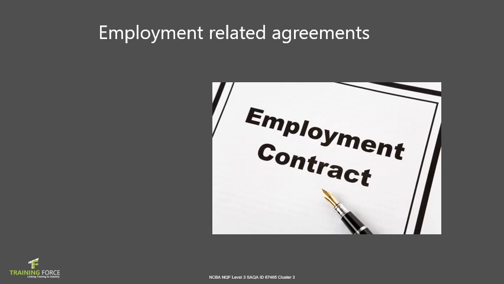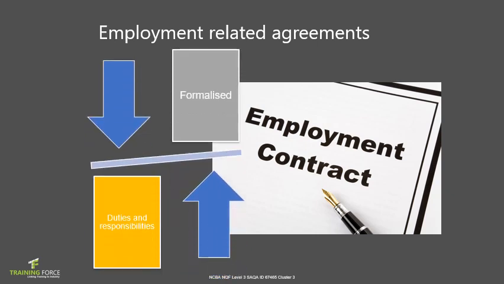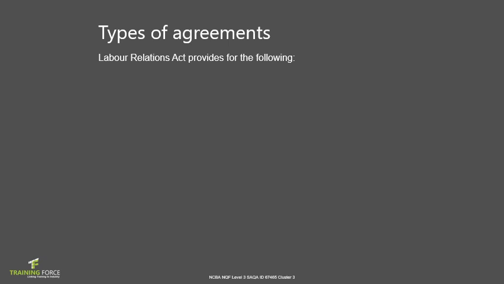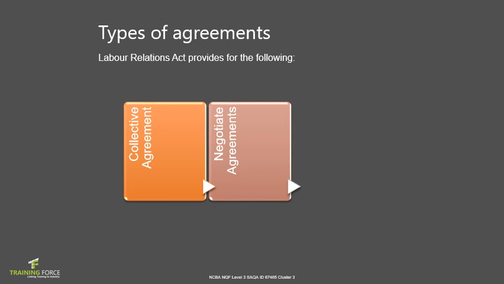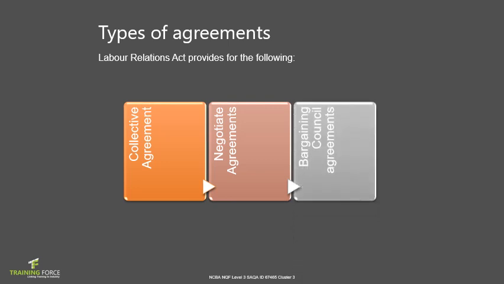When we take a look at employment contracts, these are concerning employment-related agreements. It creates a sense of formality, it's formalized, and it outlines the duties and responsibilities of the employee. The Labour Relations Act provides for the following types of agreements. Collective agreements, which is a written contract between employer and unions that outlines terms and conditions of employment for employees in the bargaining unit. Negotiative agreements are agreements between two or more parties seeking to discover a common ground and reach an agreement. Bargaining council agreements are collective agreements and other types of agreements made between an employer and bargaining council for the employee.